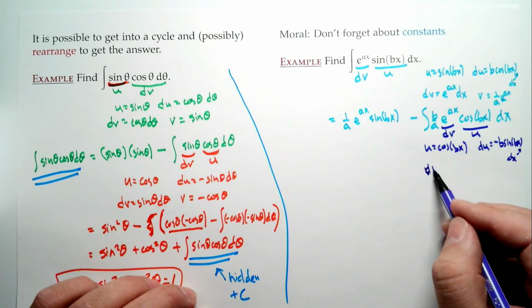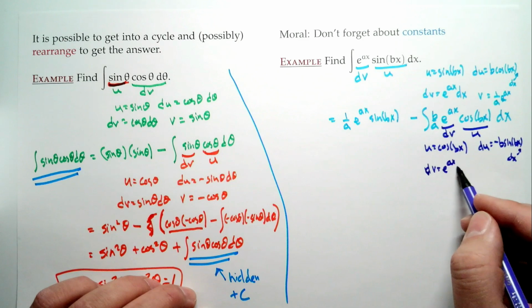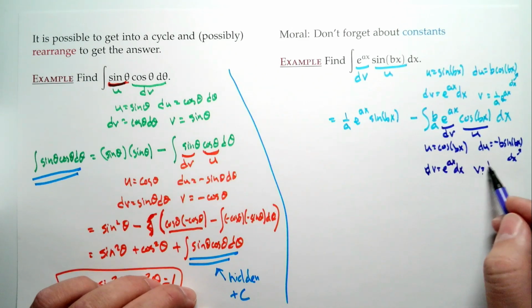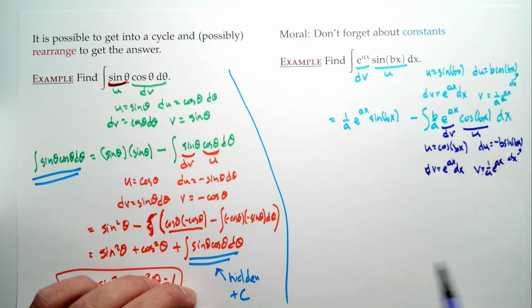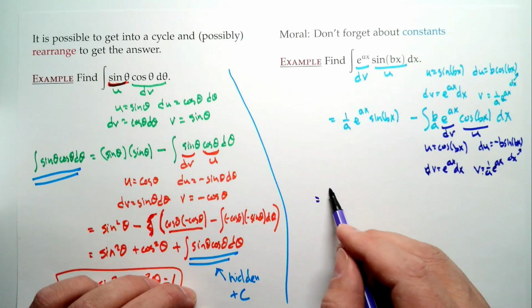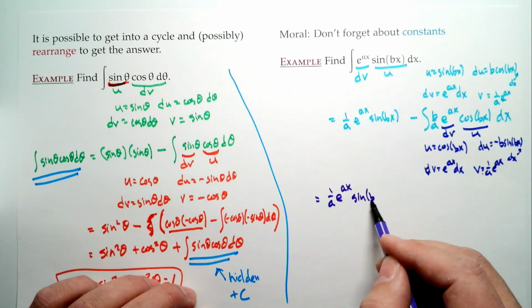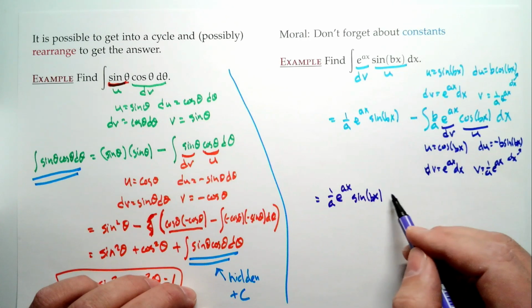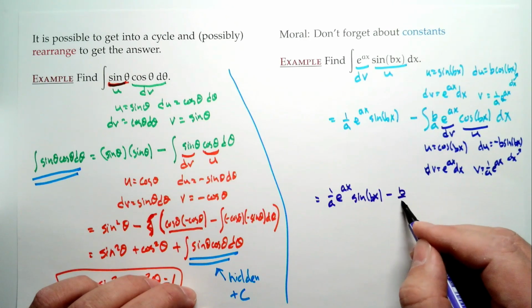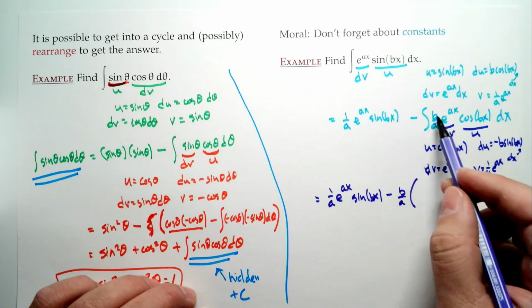And then we have our dv is e to the ax, and our v is 1 over a e to the ax. So what do we have? We have our 1 over a e to the ax sine of bx minus b over a. I can just think of that as a constant. So I'm going to pull that constant out.